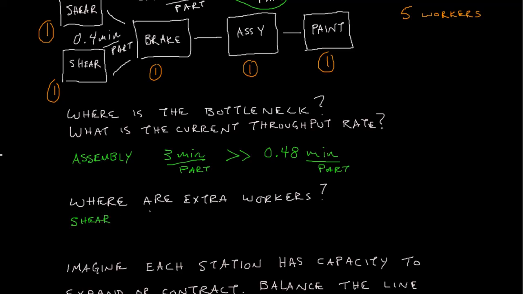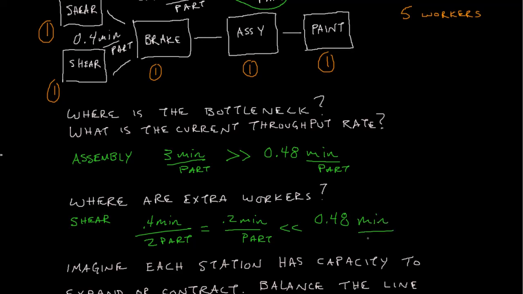And so, every 0.4 minutes, 2 parts will be made. So the throughput rate is equal to 0.2 minutes per part, which is way under our takt time of 0.48 minutes per part.